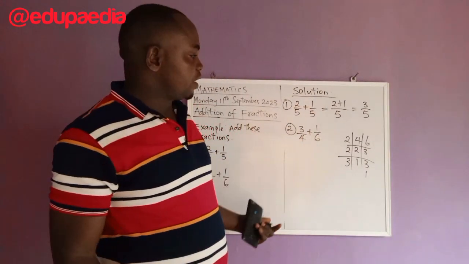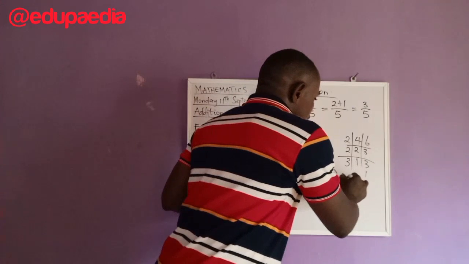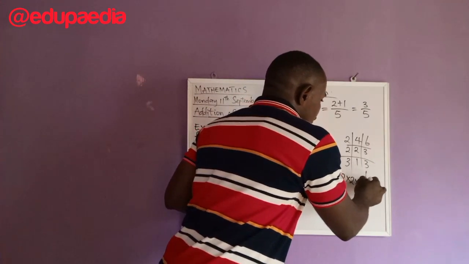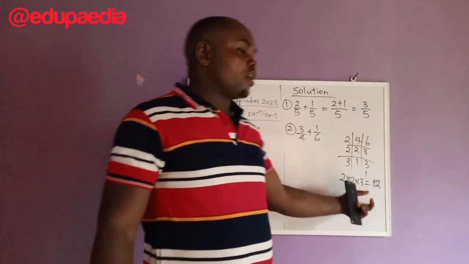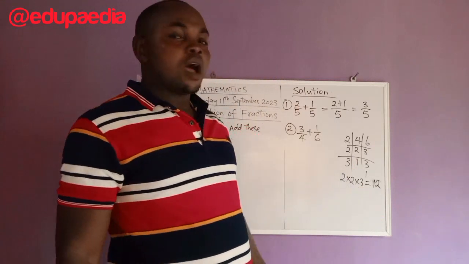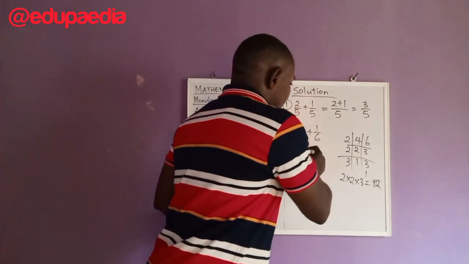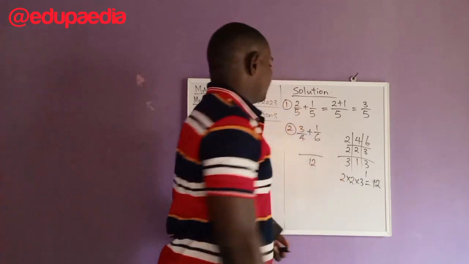What is the LCM here? LCM is going to be 2 times 2 times 3, which is equal to 12. We're going to use 12 to add these fractions. How do we do that? Draw your division line and put your 12 here.